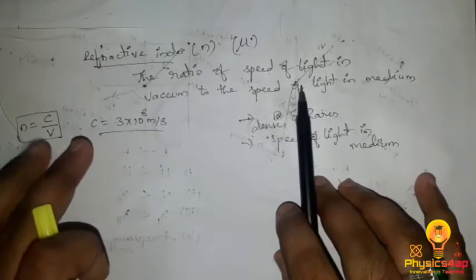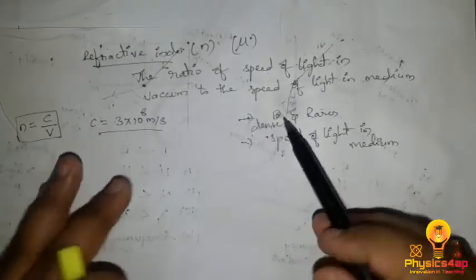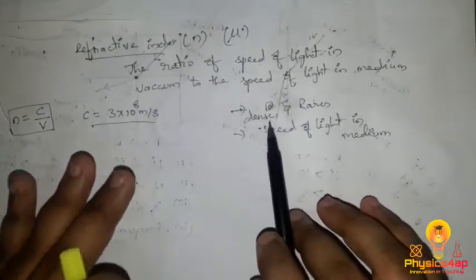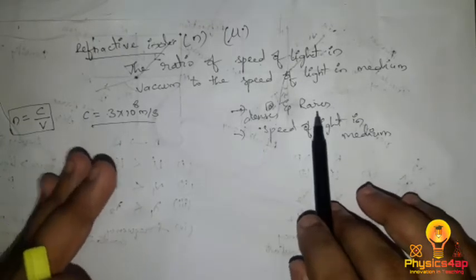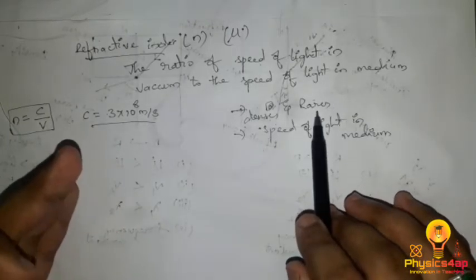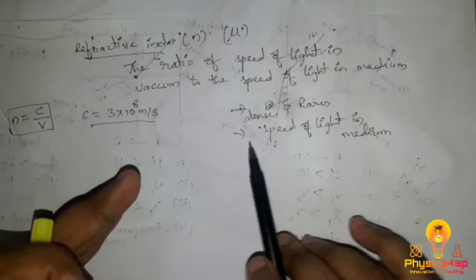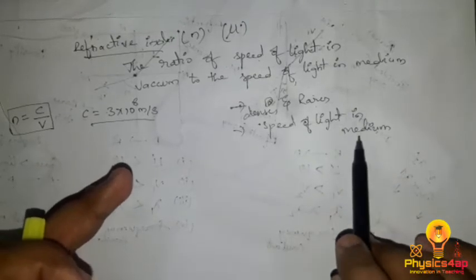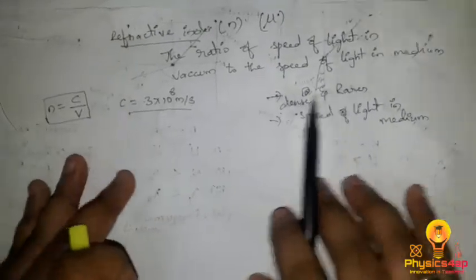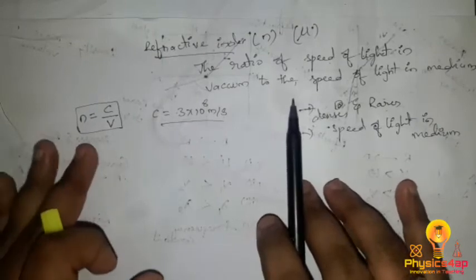So what information does the refractive index give us? It gives us the information about which medium is the denser medium and which medium is the rarer medium, number one. And number two, we can find out the speed of light in the medium. So we will do a numerical here.